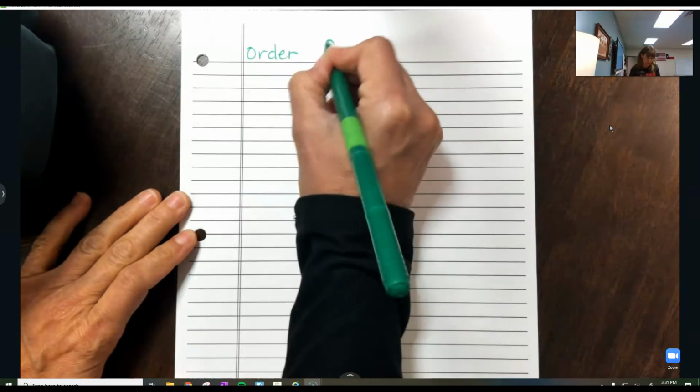Completing the square. What we're going to do is take standard form and convert it to vertex form by completing the square. And let me show you what I'm talking about here. This is going to be the order for completing the square.